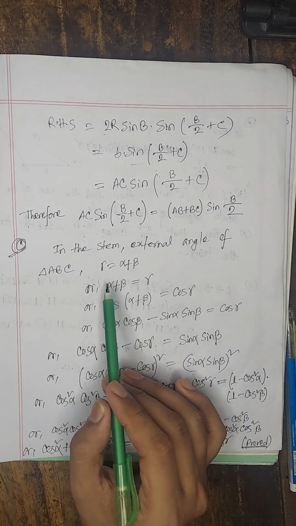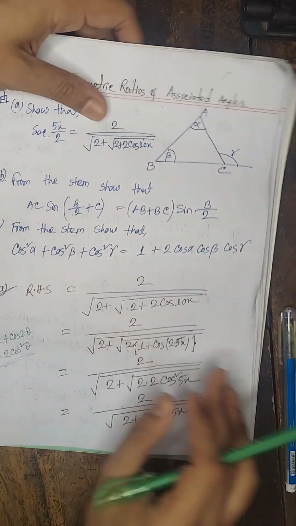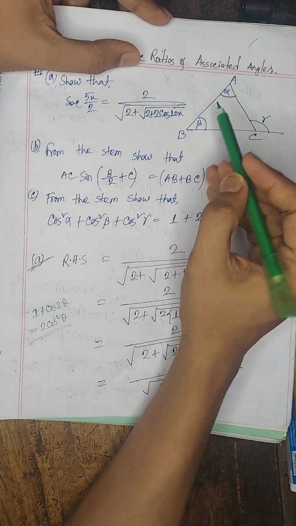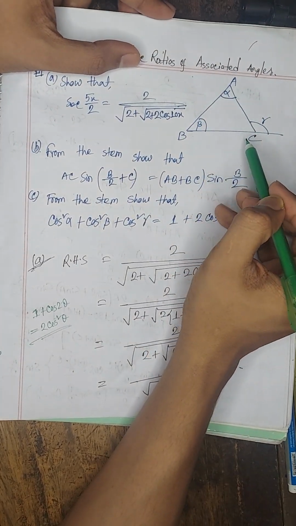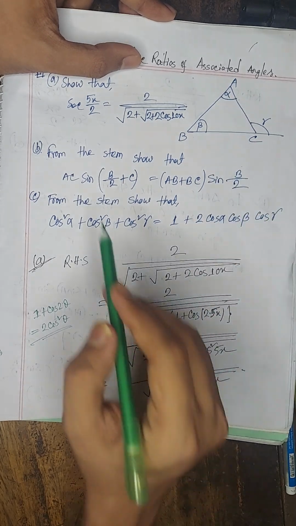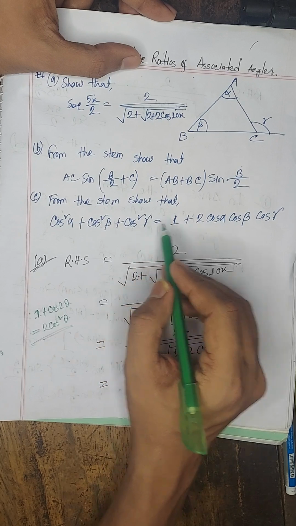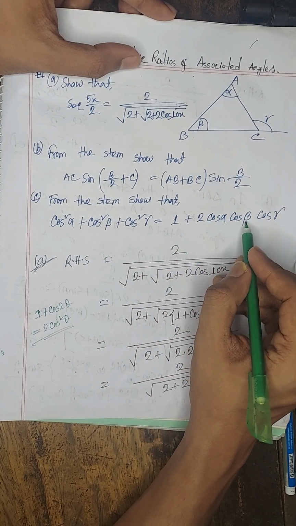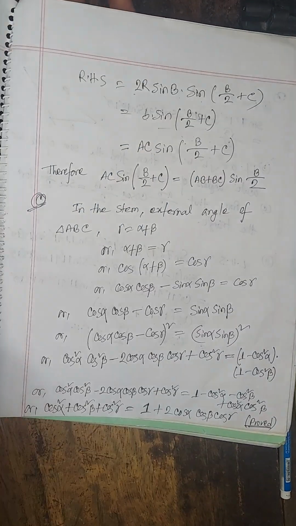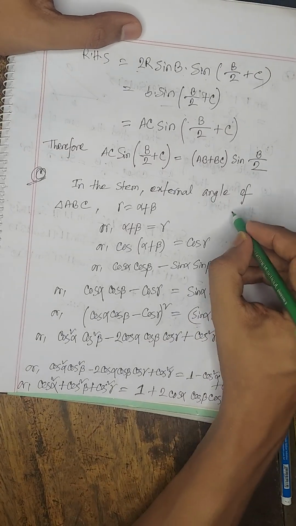Now in the third part, first we take a revision of our question. Here our question was triangle ABC, and here this angle is alpha, this is beta and gamma. We have to show from the stem that cos square alpha plus cos square beta plus cos square gamma is equal to 1 plus 2 cos alpha cos beta cos gamma. So here we are going to show this in the stem.